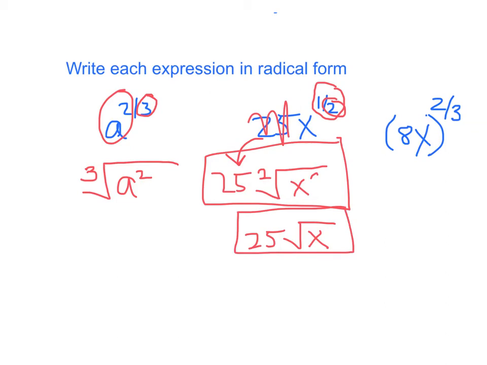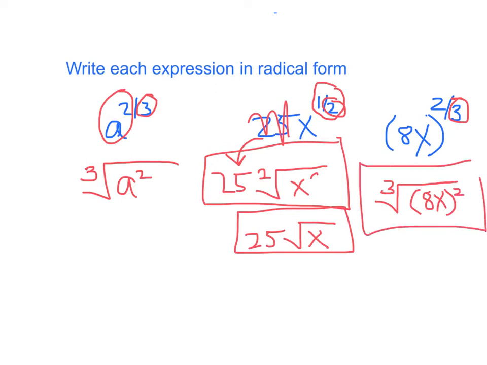Okay? And the next one, this exponent of 2/3 applies to the whole 8x. So I cannot ignore that 8. So I would write a radical sign, and that denominator 3 becomes the index. And then writing down the rest of the problem, 8x to the 2. We would leave it like that.